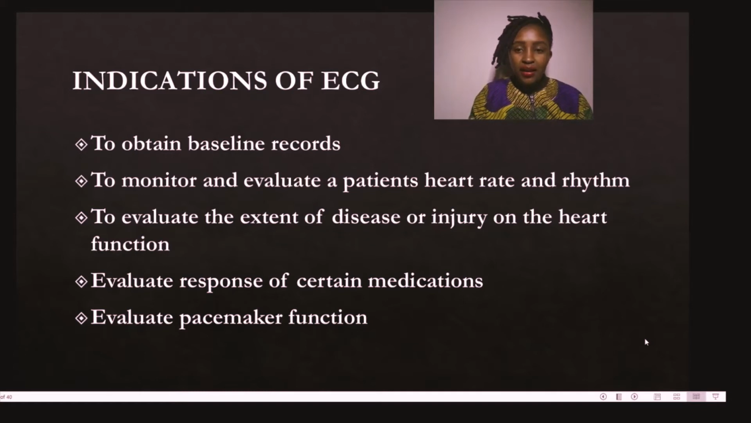Then for patients who have artificial pacemakers, it is used to evaluate the pacemaker function. So basically, those are the most important indications of doing an ECG.